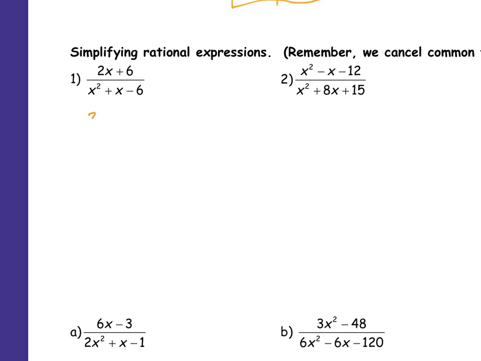So out of the top, I can take a 2 out of the top, and I get left with x plus 3. And in the bottom, let's see, it factors to x plus 3 and x minus 2, I believe, right? And then the x plus 3 is on the top and the bottom. That makes a 1. So that means my answer is 2 over x minus 2. And that's my answer. That is it simplified.